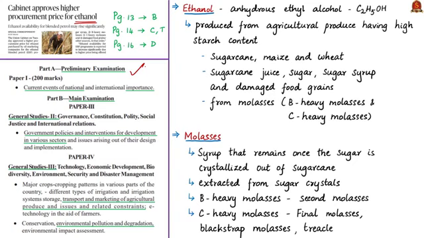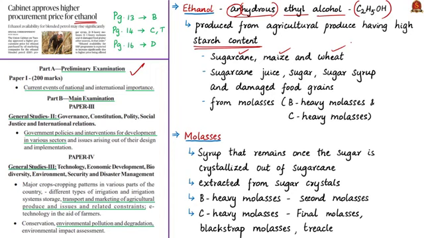First, let us see how ethanol is produced. Ethanol is also called anhydrous ethyl alcohol with the chemical formula C2H5OH. In anhydrous, an means without and hydrous means water. So, anhydrous means without water. This ethanol can be produced from agricultural produce having high starch content. For example, sugarcane, corn, maize, wheat and a few other products have high starch content.